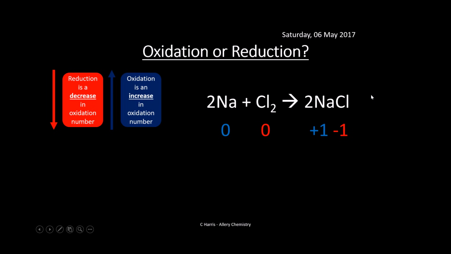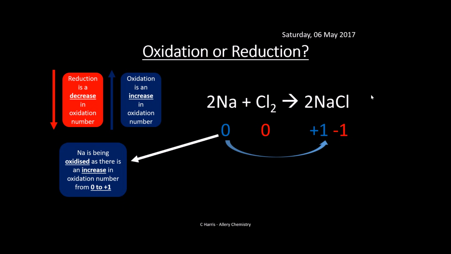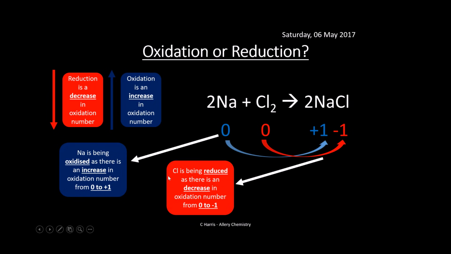What we're going to do is decide if it's oxidation or reduction. Here it's oxidation, sodium's being increased. It's gone from 0 to +1, so this is sodium being oxidized, an increase in oxidation number. And guess what? Chlorine is being reduced because it's going from 0 to -1. There is a reduction in oxidation number. So that's all you're looking for really. Write down your oxidation states. Has it gone up? If it has, it's oxidation. Has it gone down? That's reduction.